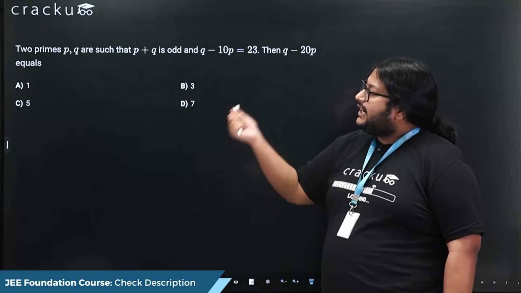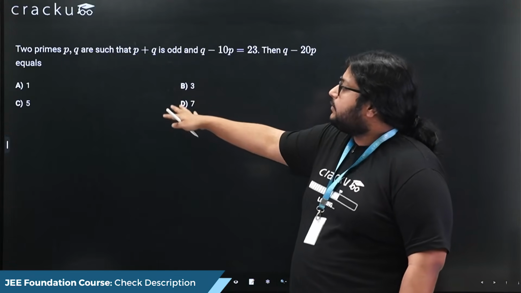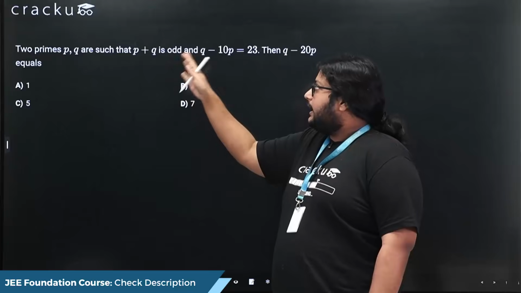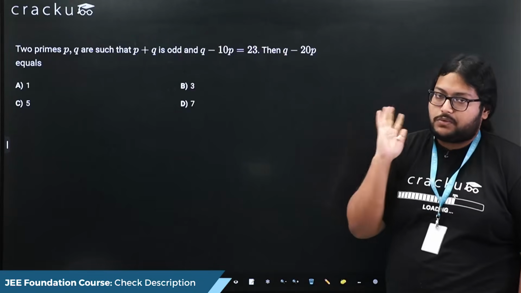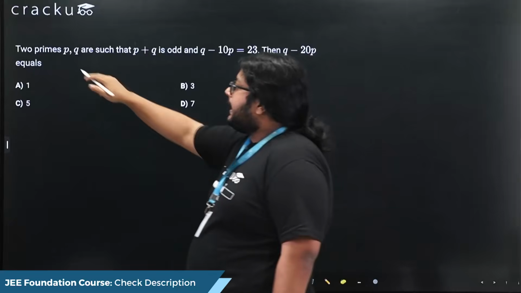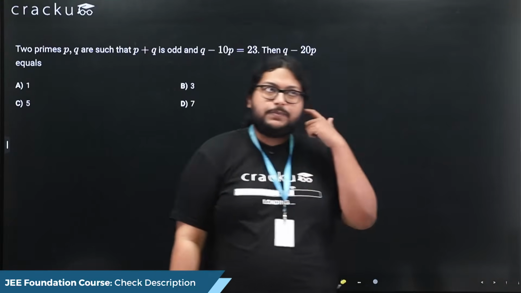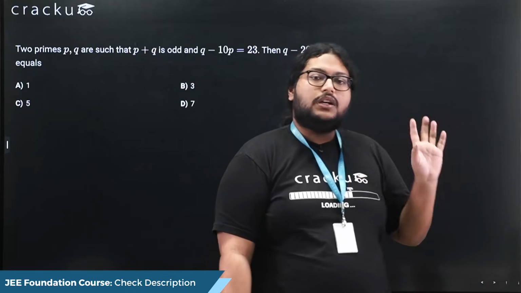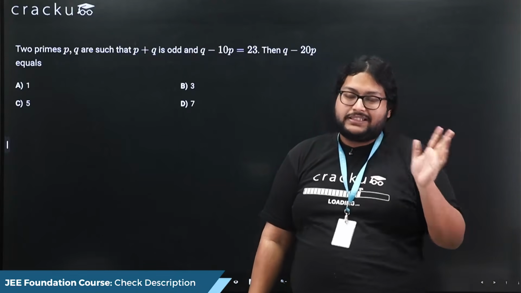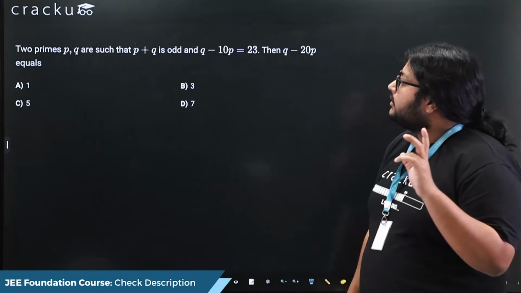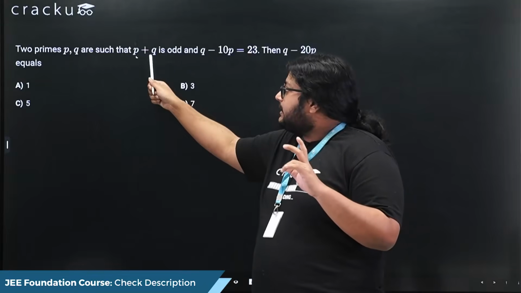So in this question, we are told that two primes P and Q are such that P plus Q is odd and Q minus 10P is 23. Then Q minus 20P equals what? Okay, so two primes. What are prime numbers? Prime numbers are numbers which have only two divisors, one and the number itself. So two primes are such that P plus Q is odd.